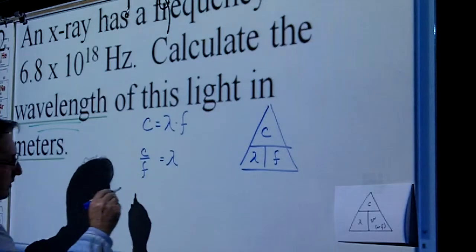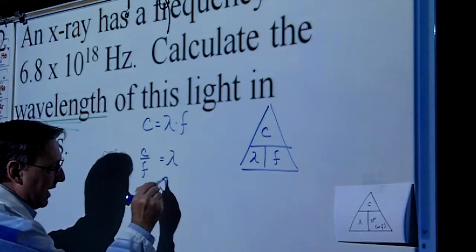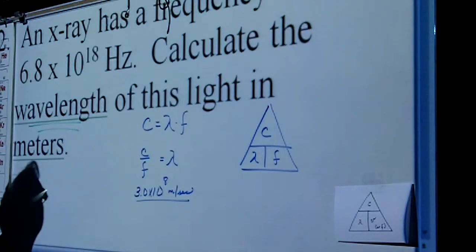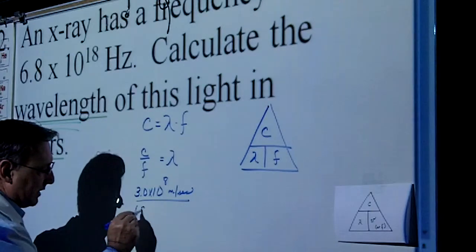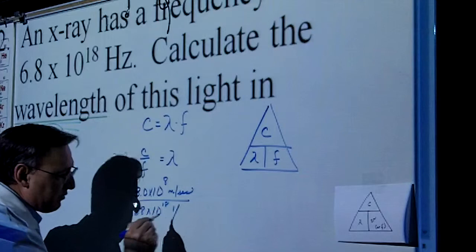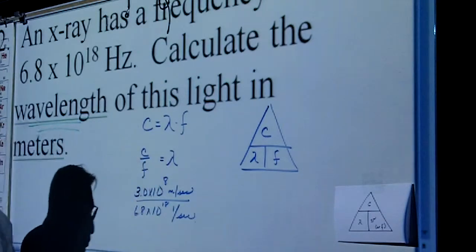So we've got the speed of light, remember, is 3.0 times 10 to the 8th, that's meters per second, divided by the frequency in hertz, 6.8 times 10 to the 18th. So I say 6.8 times 10 to the 18th. Instead of hertz, I'm going to write 1 per second. That'll help me with the units.